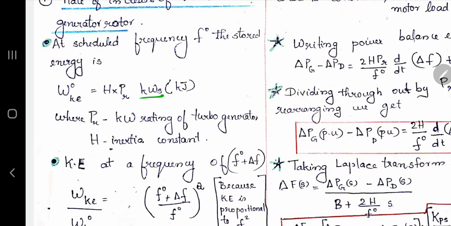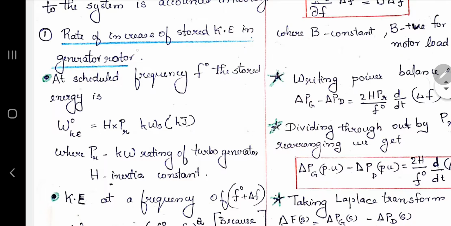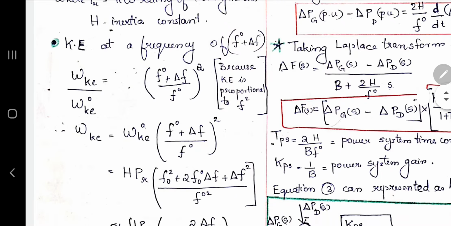But if there is a change in frequency, that is why we started with the rate of increase in the stored kinetic energy in the generator rotor with respect to frequency. We make a small change, delta f. If the frequency changes by a small value delta f, the frequency becomes f0 plus delta f. Now we know that the kinetic energy is proportional to f square. So taking the ratio of WKE, the kinetic energy at f0 plus delta f, and WKE0, we get f0 plus delta f divided by f0, the whole squared, from which we can find WKE.